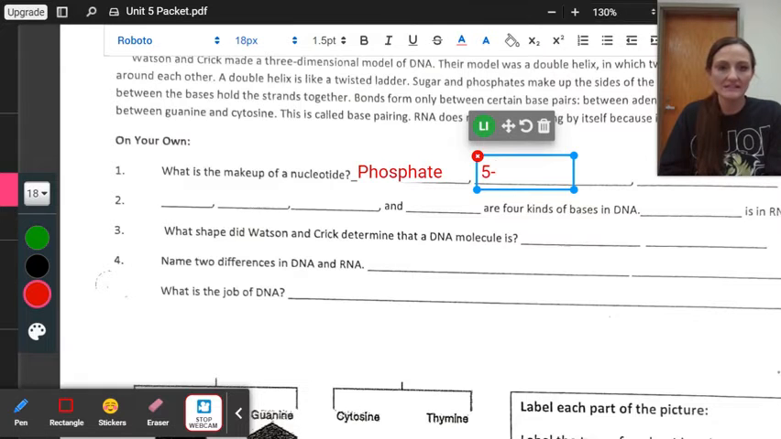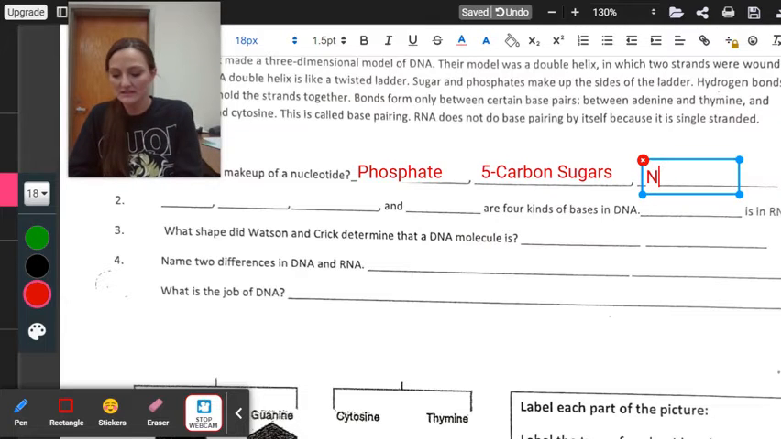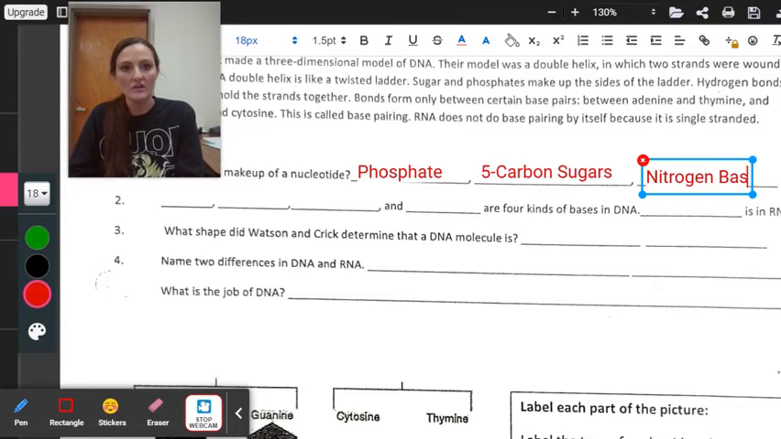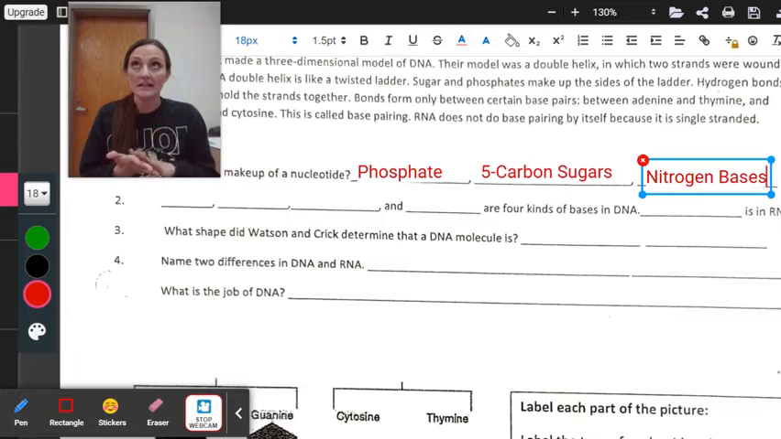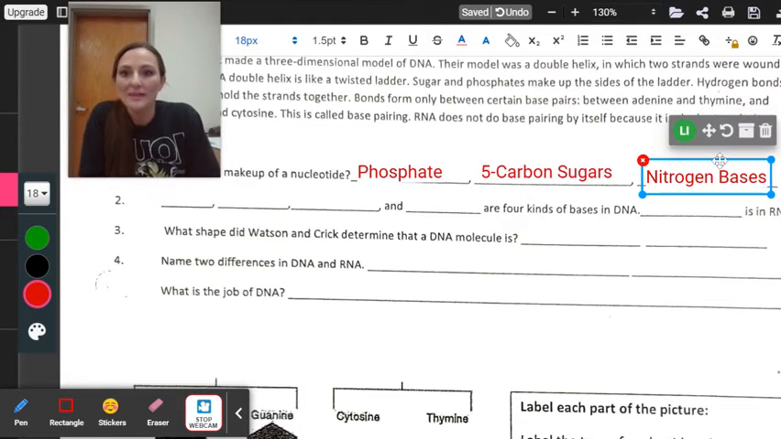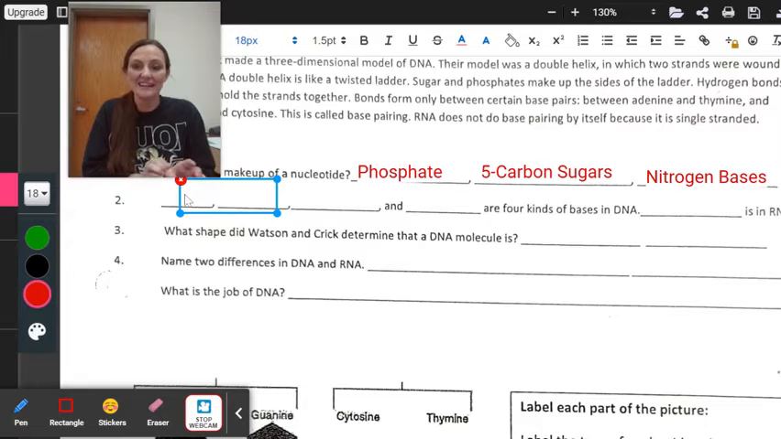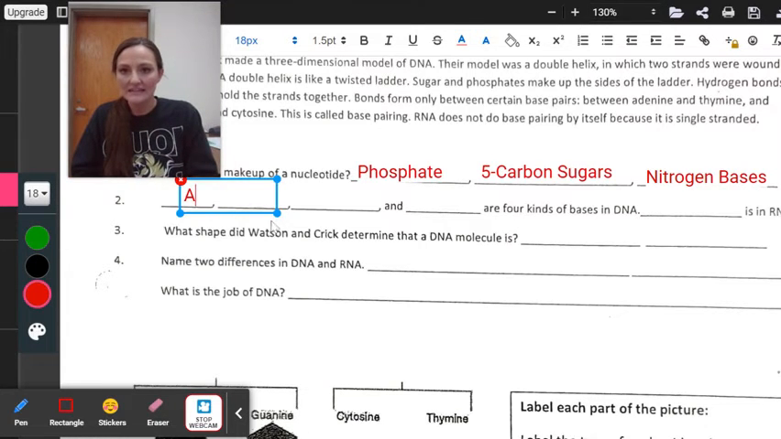That's the easiest way to do it, instead of saying deoxyribose or ribose, we just call them 5-carbon sugars. That way we don't have to specify until we need to. The last thing you need would be nitrogen bases. And those would be our adenine, cytosine, guanine, thymine, or uracil. Okay, blank, blank, blank, and blank are 4 kinds of bases in DNA. So rather than write out all of those things that I just mentioned, like adenine and cytosine, I'm just going to abbreviate. So A for adenine.